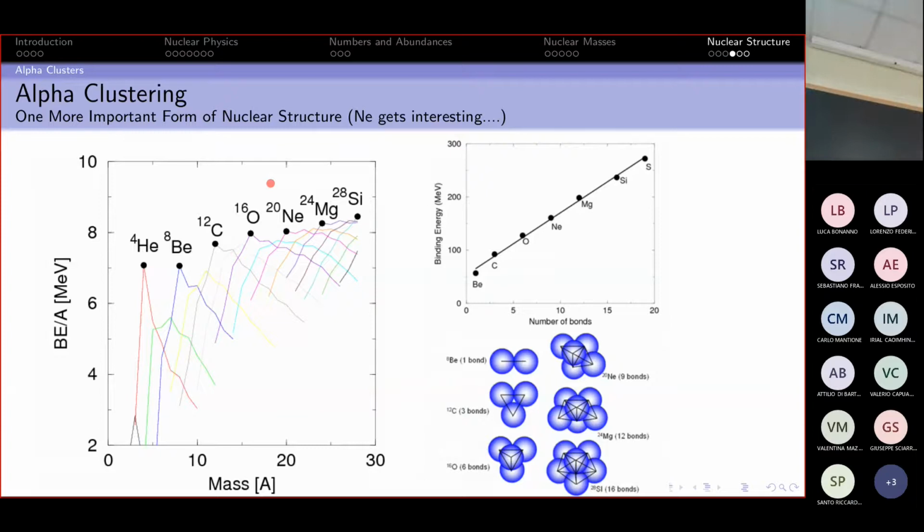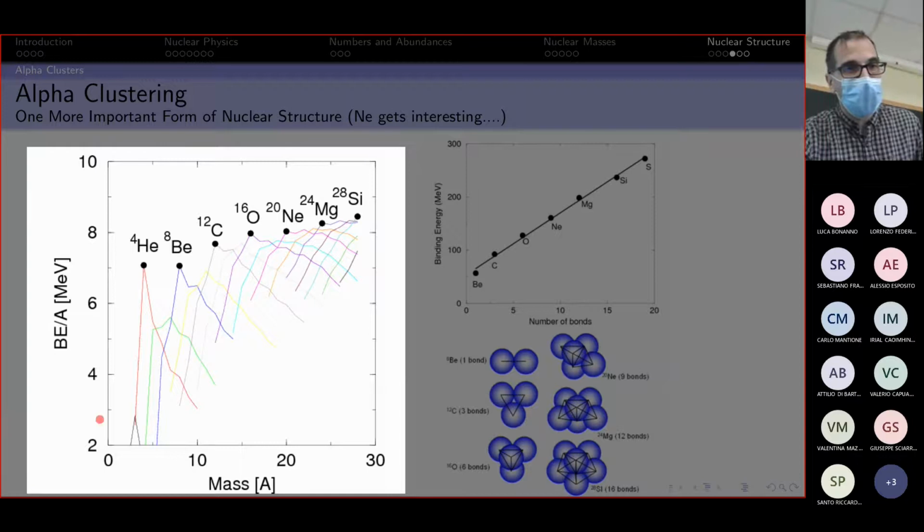Here's an example. Again, nuclear mass in terms of baryon number. The different colored lines mean different elements. So you've got helium, beryllium, carbon-12, oxygen-16. We can make all of those nuclei by stacking helium nuclei together. And in fact, if you look at it, they have pretty high binding energies.